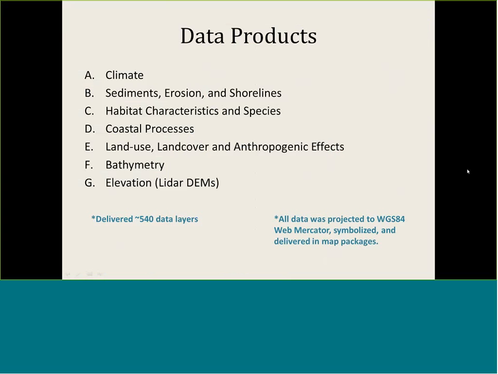In the end, we delivered approximately 540 data layers, and these were grouped into the themes that you see on the screen: climate, sediment, erosion, shoreline, habitat and species, coastal processes, land use, land cover, and anthropogenic effects, bathymetry, and elevation. This was a huge undertaking. It took a lot of merging of files, building them into common projections, symbolizing, and making sure that the metadata was complete and in a common format for all the files.